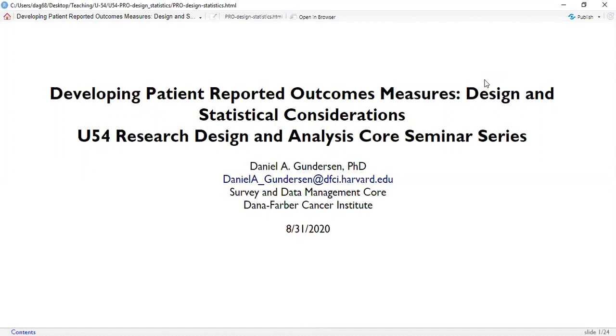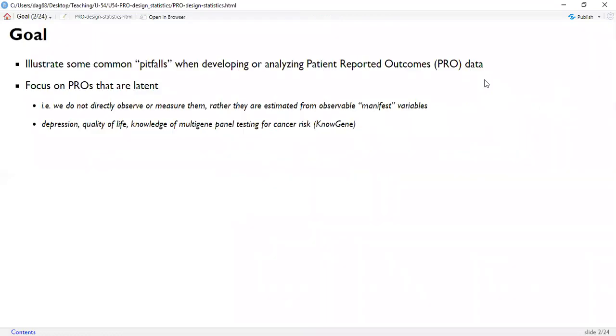So this lecture for the U54 Research Design and Analysis course seminar series is going to be on some design and statistical considerations you have to make when developing or using patient-reported outcome measures. And my goal here is really just to illustrate a few common pitfalls when you're either developing a PRO or analyzing data where PROs are a variable in, say, a regression model or something like that.